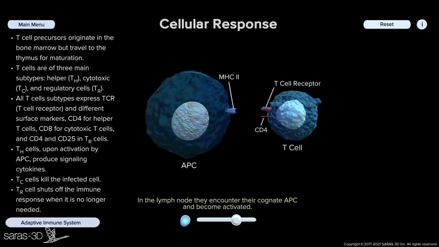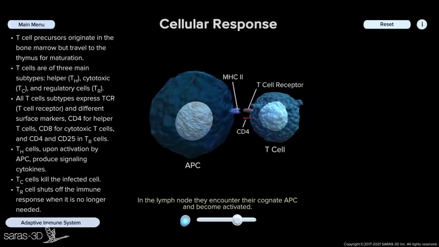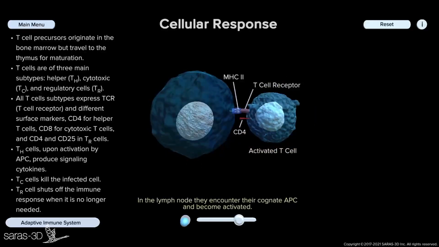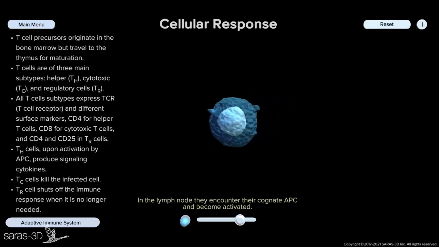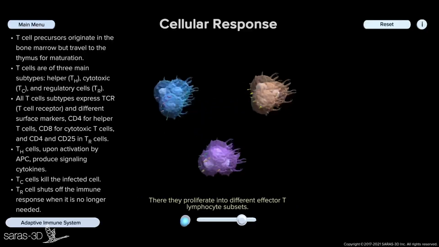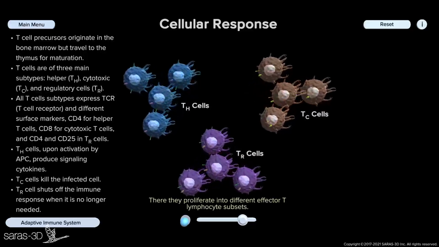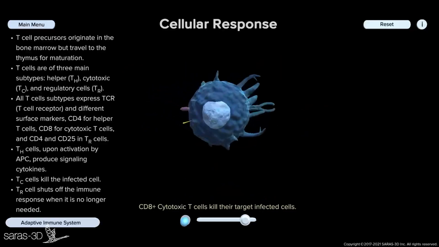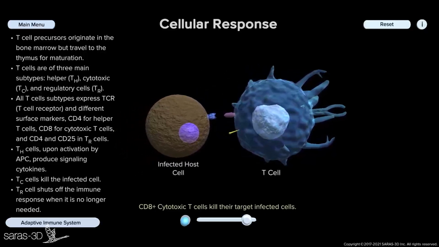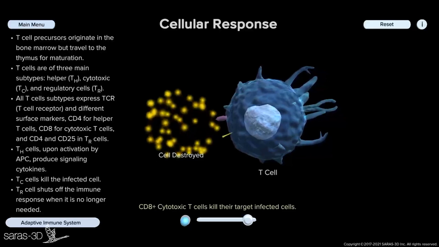So this is how the antigen-presenting cells bind with the typical T cells via their T cell receptors, which leads to their activation. And whenever they encounter a specific antigen, they proliferate into different effector T cells. Upon activation, the CD8 cells proliferate and differentiate into cytotoxic T cells. These cytotoxic T cells are responsible for killing virally infected cells.